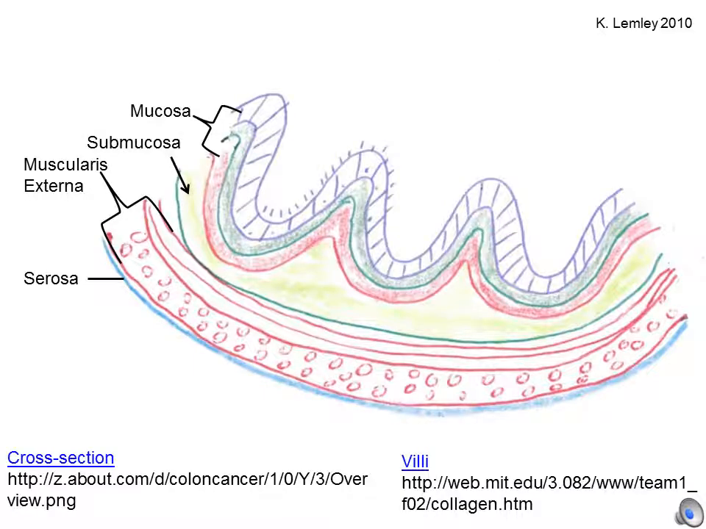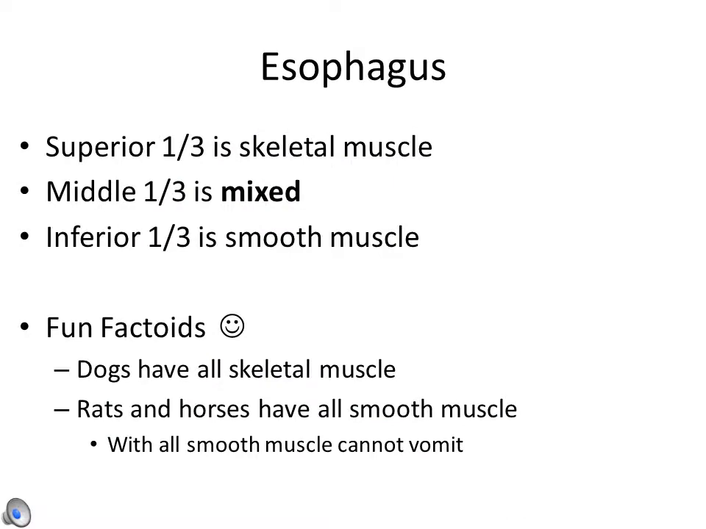Pause the lecture to draw in the general organization of the intestines. The innermost layer, the mucosa; second layer, submucosa; third layer, muscularis externa; and the outer layer, the serosa. Also note that the mucosa has its three layers: the simple columnar epithelium with microvilli, the lamina propria, and the muscularis interna. Now let's talk about the esophagus.